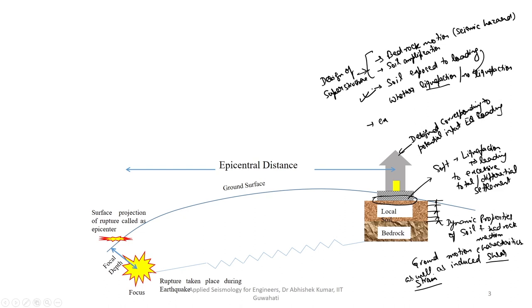Local site effect was also leading to excessive ground shaking. Again, the surface motion or the occurrence of liquefaction is also called an induced effect. So, whenever we are discussing microzonation or hazard index, which will be the basis for microzonation, we will be taking into account the direct loading as well as the induced effects. In this particular case, it is liquefaction.